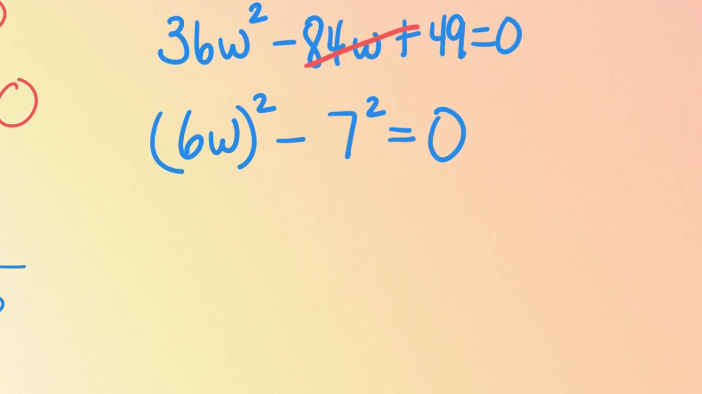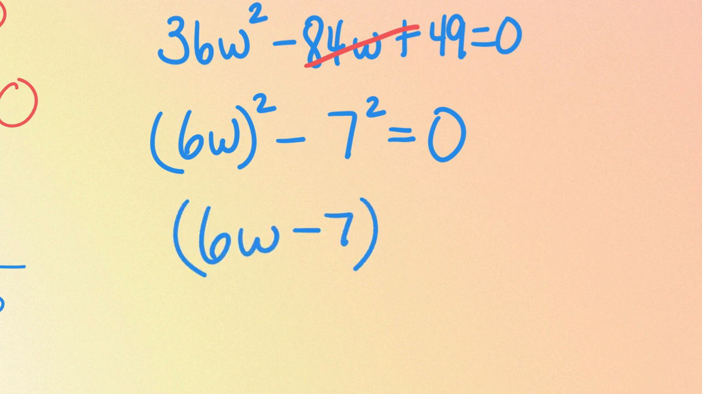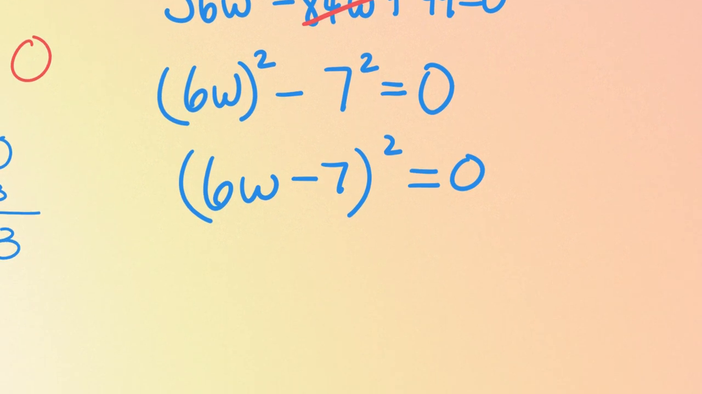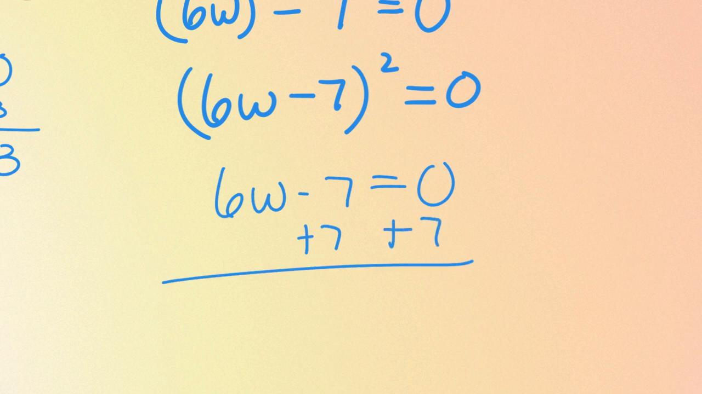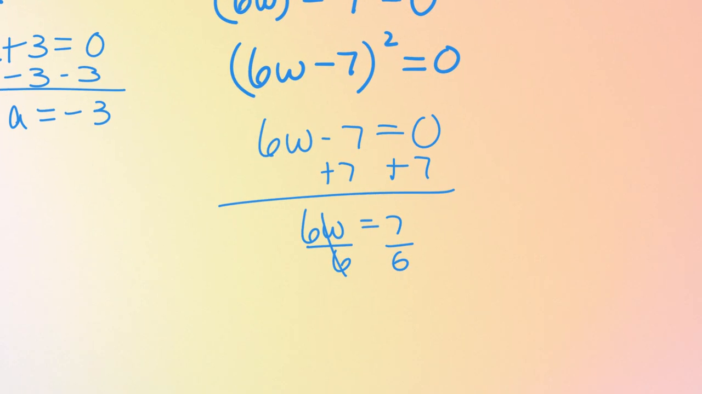So rewriting this, I'm going to have 6w minus 7 equals 0. I need to solve, looking for the w. So I'm going to add 7 to both sides, and I'm left with 6w equals 7. I'm going to divide by 6 on both sides. My answer is going to be w equals 7 over 6. That's my solution.